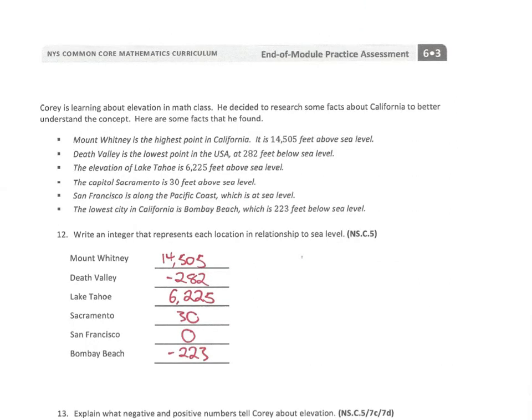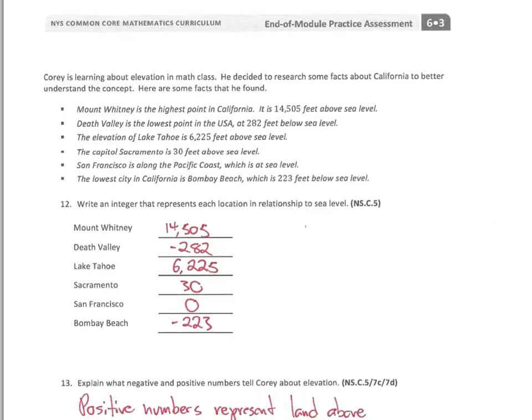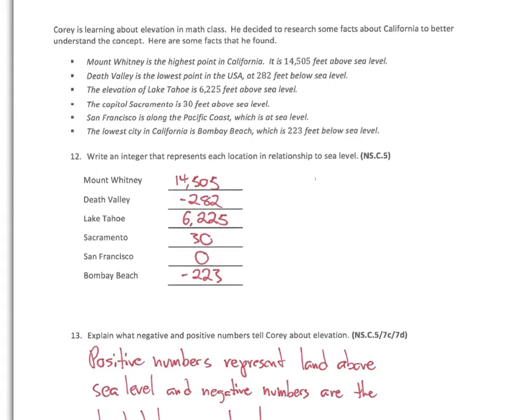Okay. On to 12. 12 is very much like the very first problem. There's just more numbers to write with. So we have all of these descriptions up here, these sentences, and we have to write each of those integers that they are represented by. So Mount Whitney is the highest point in California, 14,500 feet above sea level, positive. And Death Valley is 282 feet below sea level, so negative.